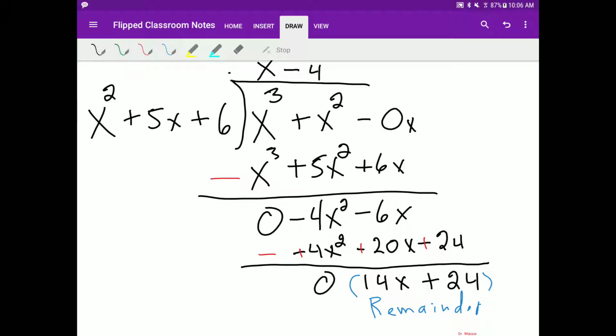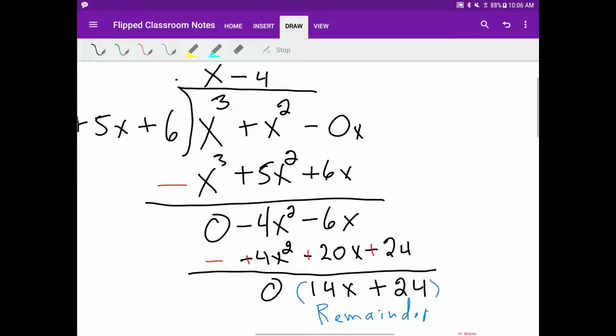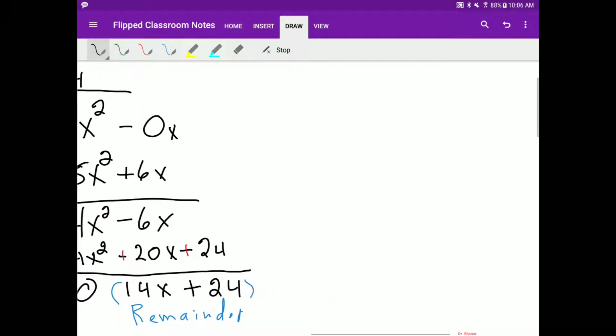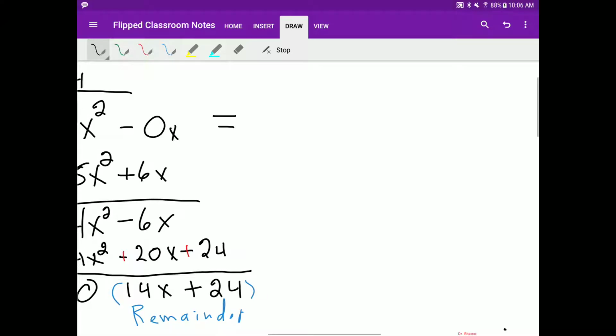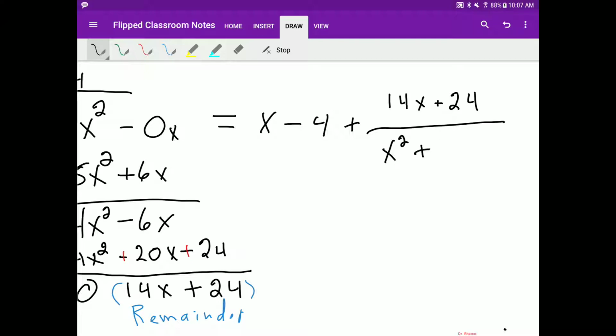So when we write out what our solution is, just like in regular long division, we're going to put the remainder over our denominator. So when we perform this division, we get x minus 4 plus 14x plus 24 over our polynomial x squared plus 5x plus 6. Now, that's how it decomposes.